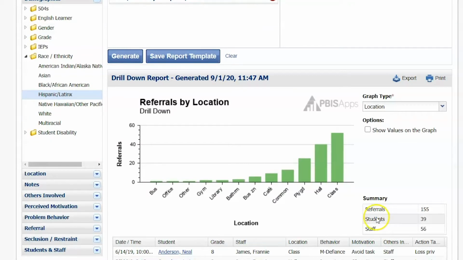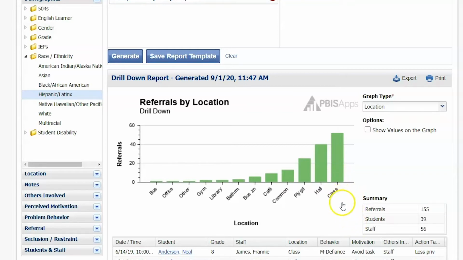The first thing I notice is in the summary. There are 155 referrals given to 39 students by 56 different staff members. At PBIS Apps, we recommend if there are more than 10 referrals or 10 students, we're more likely talking about systems issues as opposed to individual student issues. And these data suggest we have a systems issue.